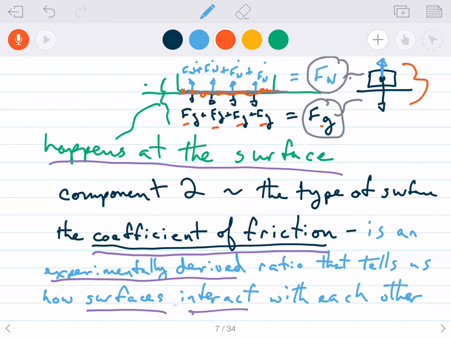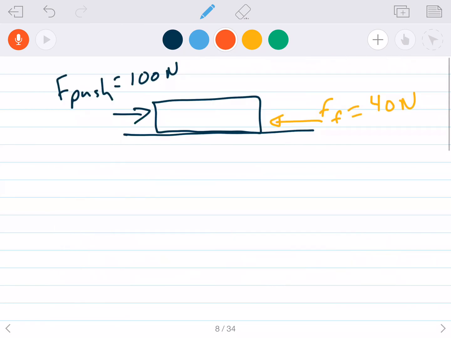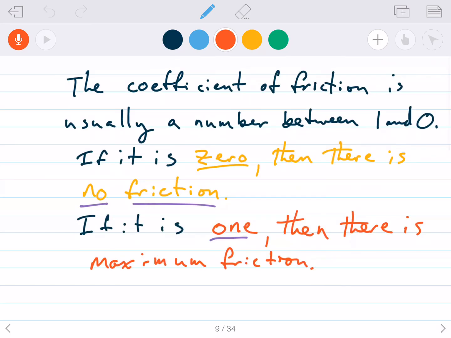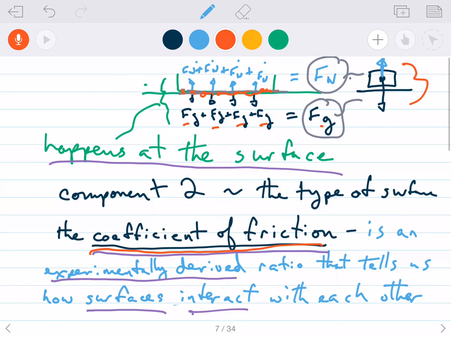So you change the surface, and you're going to change this thing that we're going to be talking about called the coefficient of friction. The coefficient of friction is an experimentally derived ratio that tells us how surfaces interact with each other. So what we've done as scientists is we've come up with a number that tells us, as we push and friction happens, what type of surface we have. We call it the coefficient of friction, and we're going to talk about this coefficient some more in just a second.